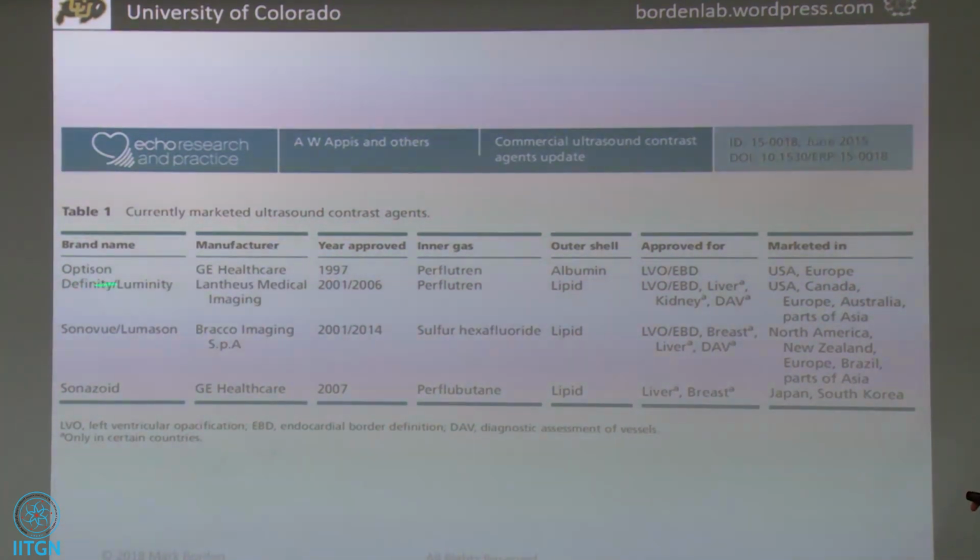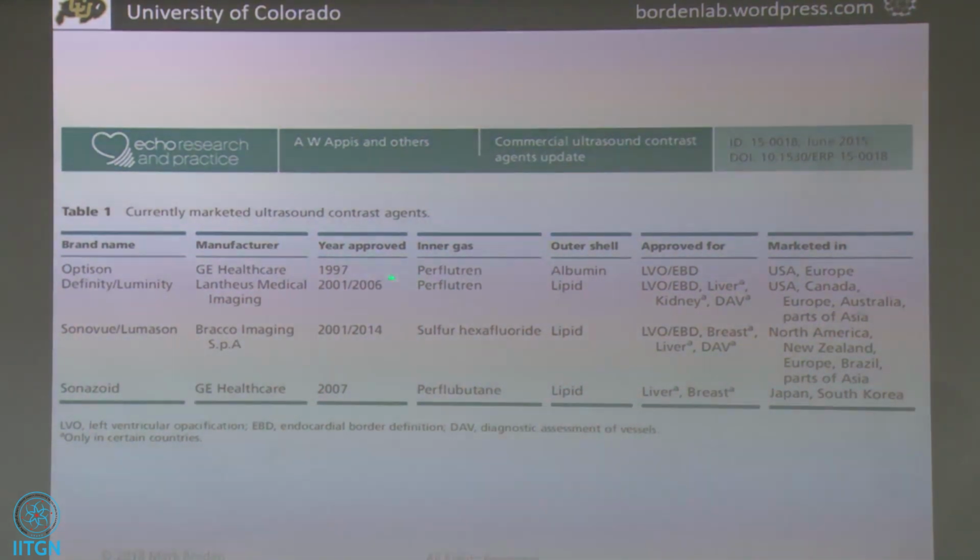Then you have Definity. It's known as Definity and then also Luminity in Europe. And this is manufactured by Lantheus Medical Imaging. It was originally developed actually by a small company in Tucson, Arizona called ImaRx. And I had the good fortune of meeting one of the people, Terry Matsunaga, who helped develop this technology. Brilliant MD, PhD, PharmD scientist there. But currently it's marketed and manufactured by Lantheus Medical Imaging. It was approved in 2001. I'm not quite sure why they have another 2006. Maybe it's because it's for these other indications.